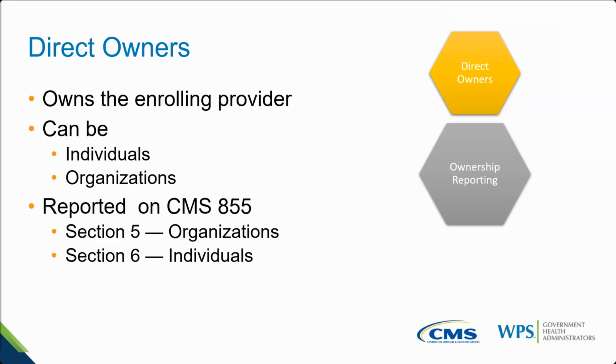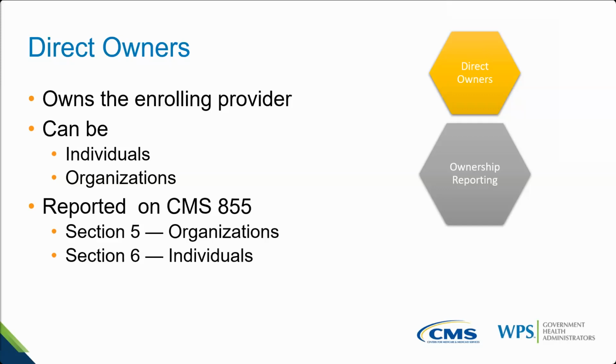Notice I'm not mentioning the CMS 855I here, because typically with the CMS 855I, we're talking about individuals in private practice who are the only owner and would not have information regarding direct owners in Section 6. This can also mean, though, that an entity, an organization, is a direct owner. So think of parent companies or medical management companies that might have some type of ownership in the enrolling provider in Section 2 of the same CMS 855.